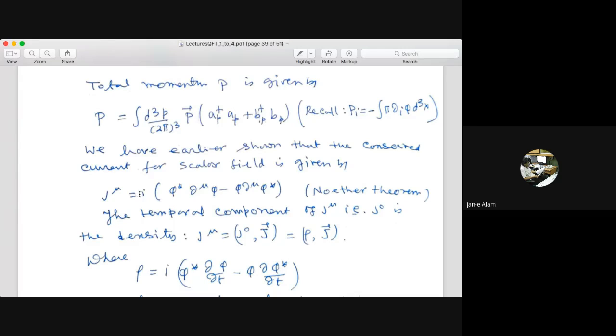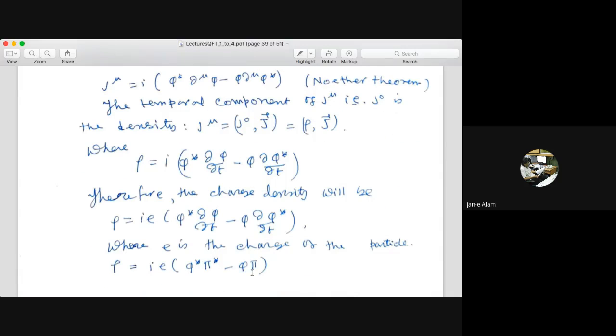Now this temporal component I will get if I take mu equal to 0. Mu equal to 0 means time derivative. So this rho will be I phi star del phi del t minus phi del phi star del t, right? So then my rho is this. What I can do, this del phi del t is nothing but pi star, and for phi del phi star del t, you can check the Lagrangian, it will come as pi. So this we have done already. So suppose this is the probability density or density of the system.